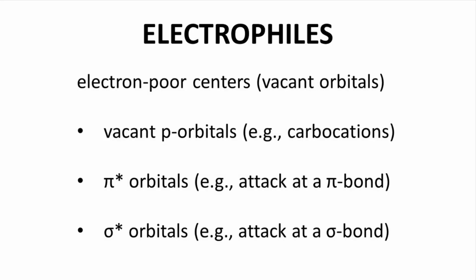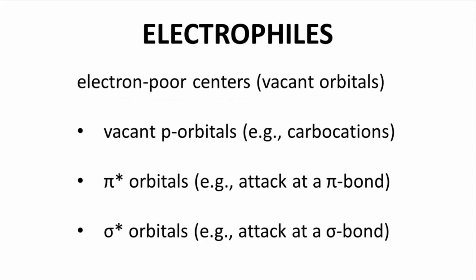An electrophile literally loves electrons. If an electrophile attracts electrons, then where does it put them? Electrons go into vacant orbitals. So electrophiles are characterized as electron poor centers with available vacant orbitals.